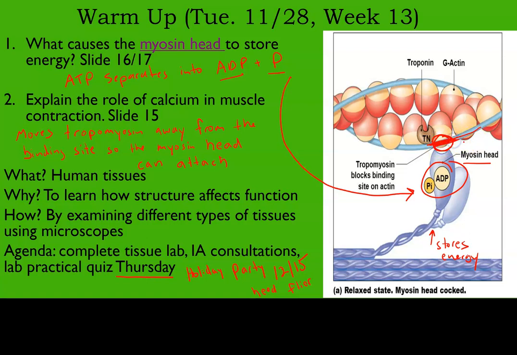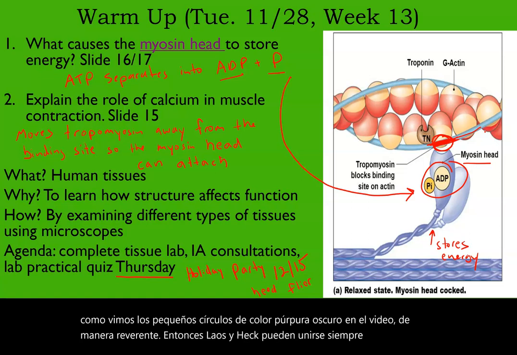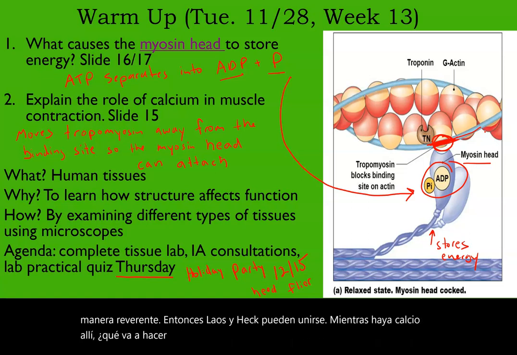Normally the binding site is blocked by the tropomyosin. So the calcium shifts it over, like we saw with the deep purple little circles in the video previously, so the myosin head can then attach. As long as there's calcium there, what's that muscle going to do? It's going to be contracting.